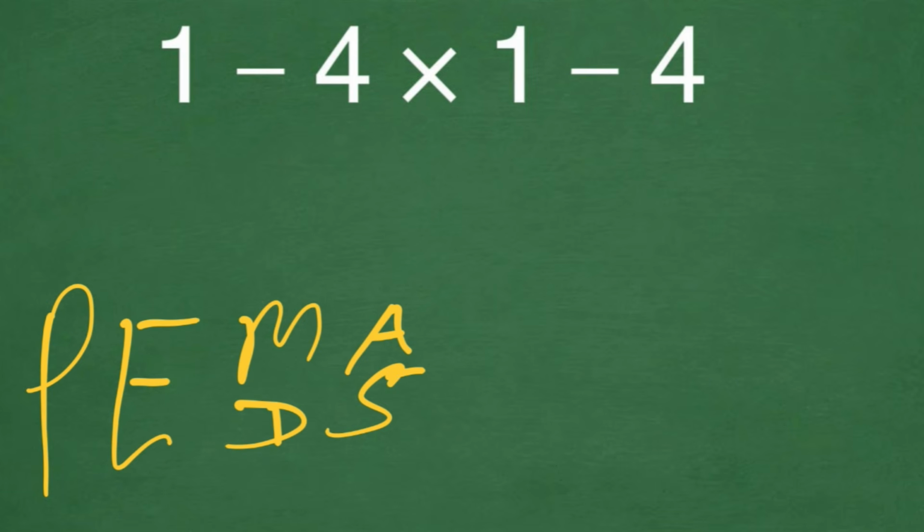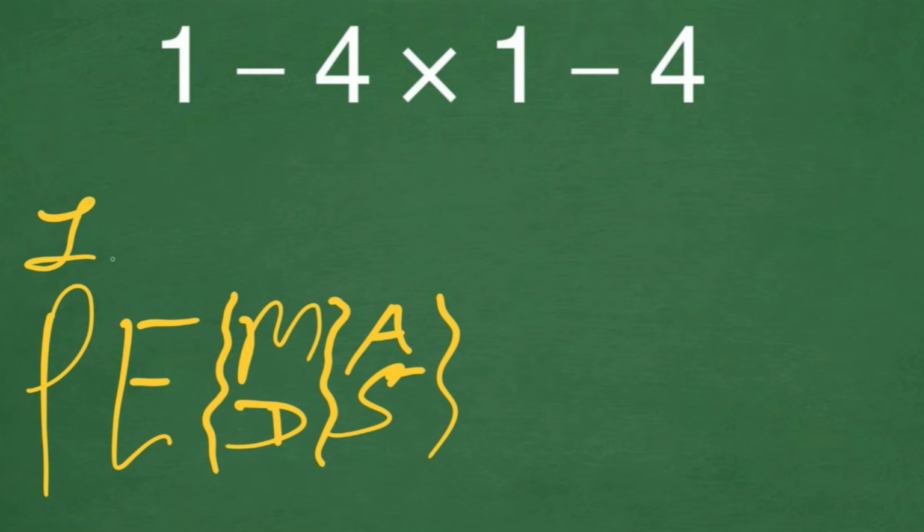so here P stands for parentheses, E stands for exponent, MD stands for multiplication and division, A and S stand for addition and subtraction. So the first thing to solve is parentheses, and then after we solve all the parentheses, we solve exponents, and exponents are the second thing to solve, and the third thing to solve is multiplication and division, and the fourth thing to solve is addition and subtraction.